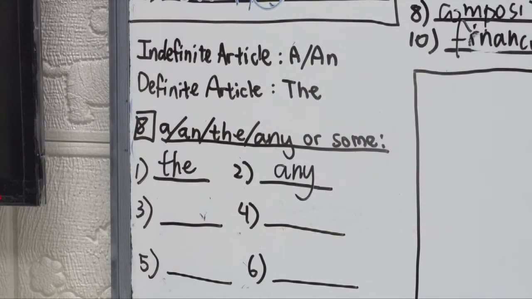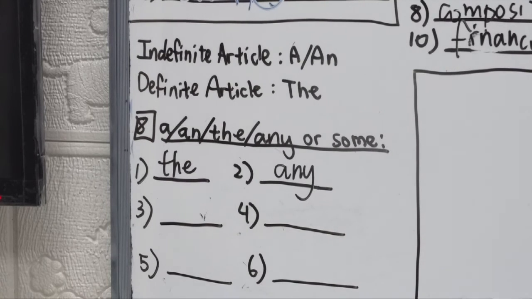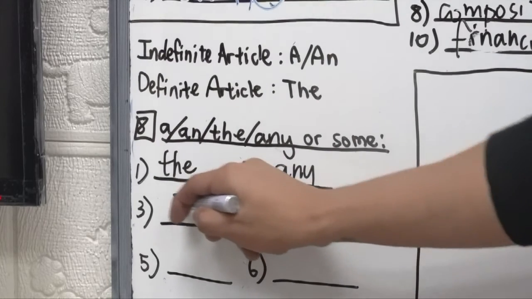What about number 3? Blank, everyone knows the lion is the king. So what should we put there? Should we put anyone, a anyone, the anyone, some anyone, or everyone? Right, we should put nothing there in the first part, so nothing.